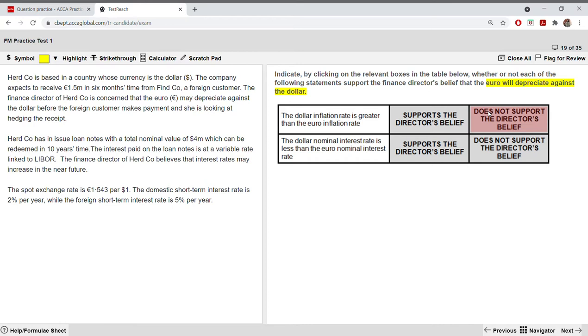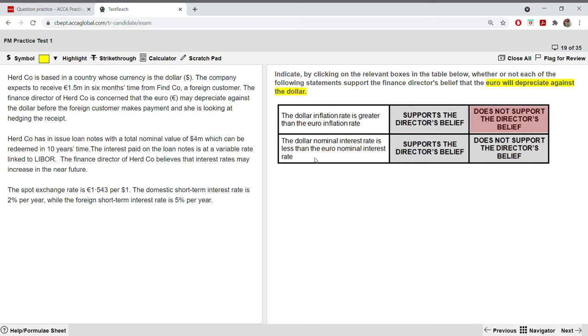Just look at one currency. Don't take 2 currencies and get confused. Either you can take euro or you can take dollar. Let us take euro. Euro will depreciate against dollar. For euro to depreciate, euro's inflation rate should be greater, right? So if you read the statement, they said dollar inflation is greater than euro. That means euro inflation rate is lower. So if euro's inflation rate is lower, euro cannot depreciate. So it does not support.